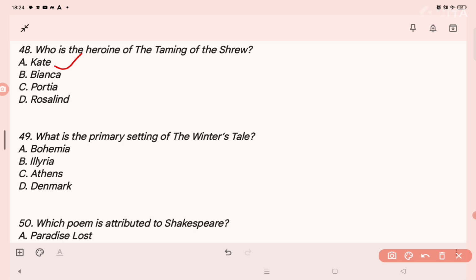What is the primary setting of The Winter's Tale? Bohemia. The primary setting of The Winter's Tale is the kingdoms of Sicilia and Bohemia, where themes of jealousy, repentance, and redemption unfold.